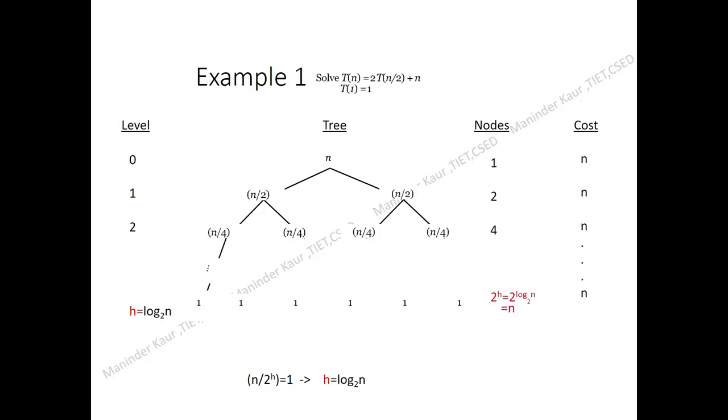Similarly, for the number of nodes: at level 0, there is 1 node. At level 1, there are 2 nodes. At level 2, there are 4 nodes. That is, the number of nodes at any level is 2 power level. Now if the level is h, the number of nodes will be 2 raised to power h. Here, because the last level is log to the base 2 of n, the value here will be 2 power log to the base 2 of n, that is nothing but equal to n.